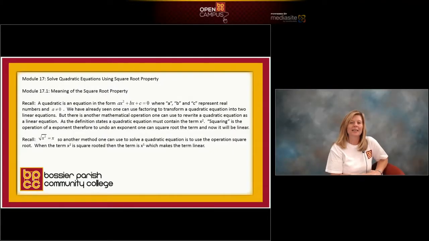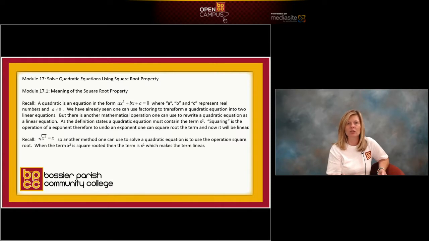Welcome back. In this module, Module 17, we're going to learn another method used to solve quadratic equations. Now remember, we already know the definition of a quadratic equation. It's an equation that has the term x squared in it, which means we're guaranteed to get two solutions. One way we solve a quadratic equation is by using our skills of factoring.